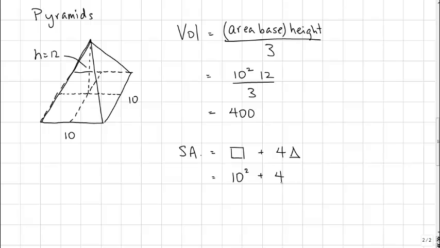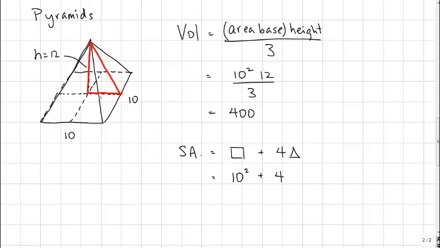Whereas the height we want now is the height of each triangle. And this is where having a nice diagram helps, because you can see that the height of the triangular faces is actually the hypotenuse of a right triangle, where the legs of that right triangle are the height of the pyramid, which is 12 in this case, and half the length of one of the dimensions of the base.